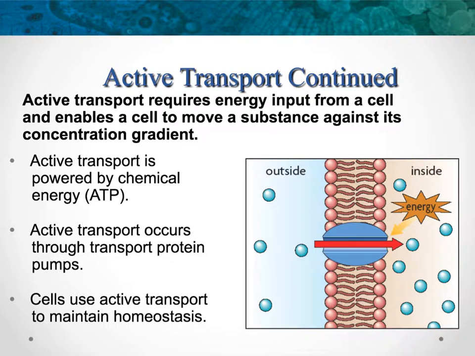Now, obviously, passive transport is preferred because it doesn't require energy, and that energy that would be spent on transport could be used on other things: division, DNA replication, all that good stuff, protein production. So in this case, the cell doesn't necessarily want to use energy to move molecules, but it will if it needs to.